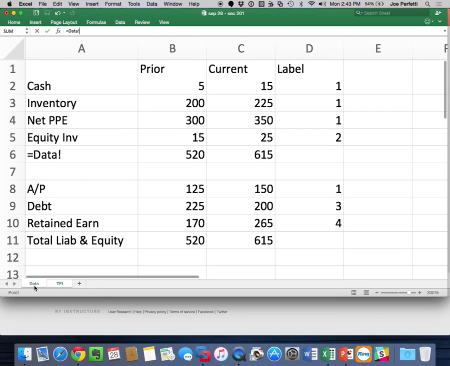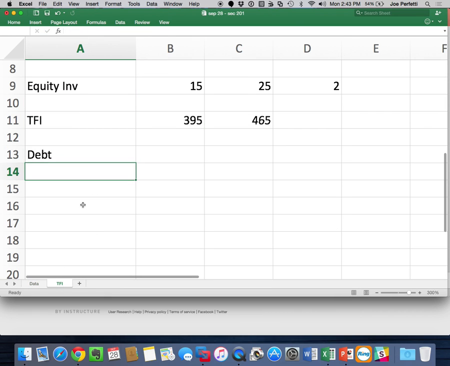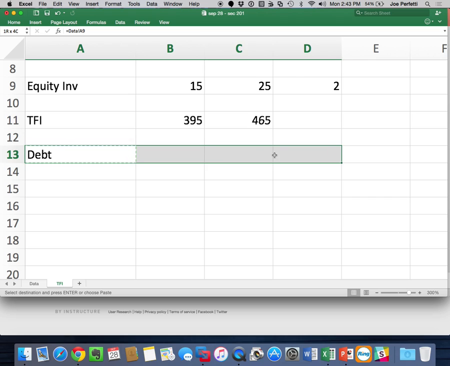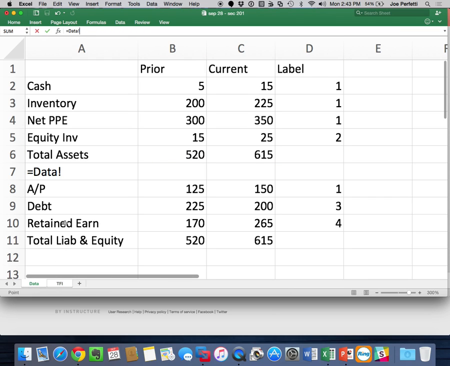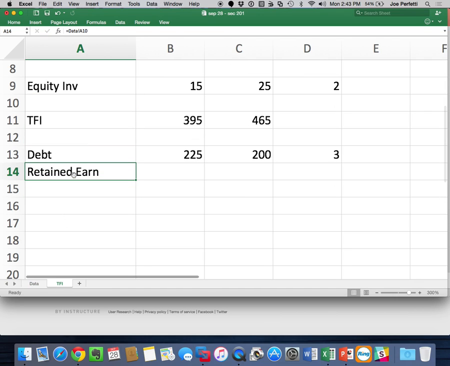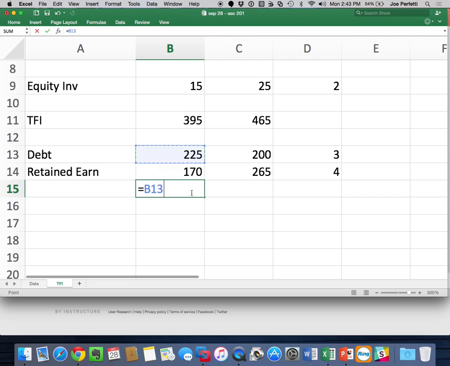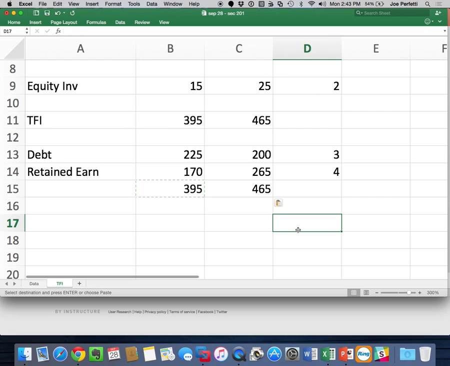I then go to my 3s, my interest-bearing debt, and any 4s, which are equity. I add my 3s and 4s together, and if I did it right, this is what I mean by balancing statements. My statements balance. 395 on the asset side, 395 on what's called the funds flow or financing side.